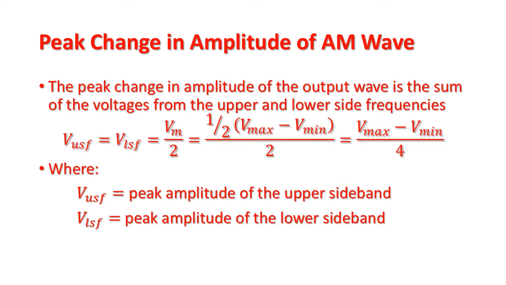The peak change in amplitude of the output wave is the sum of the voltages from the upper and lower side frequencies. The peak amplitude of the upper sideband is equal to the peak amplitude of the lower sideband. Using the values of the Vmax and Vmin, the peak amplitude is equal to Vmax minus Vmin divided by 4.